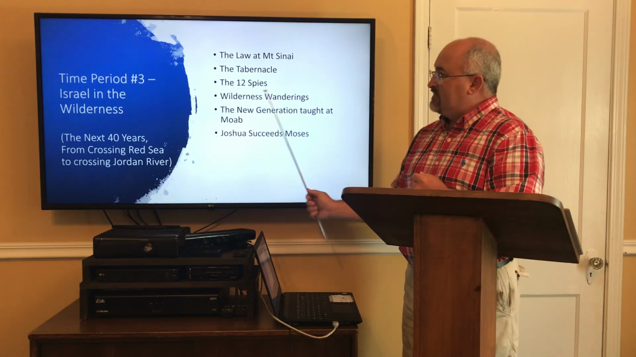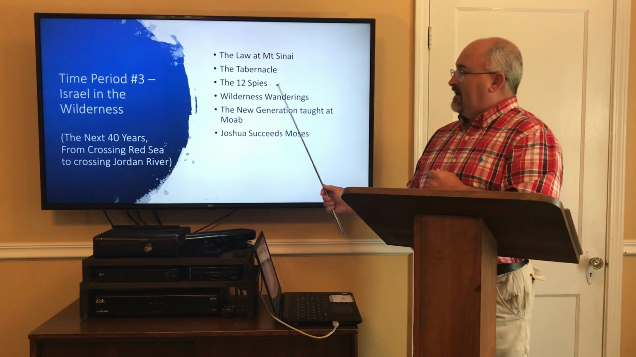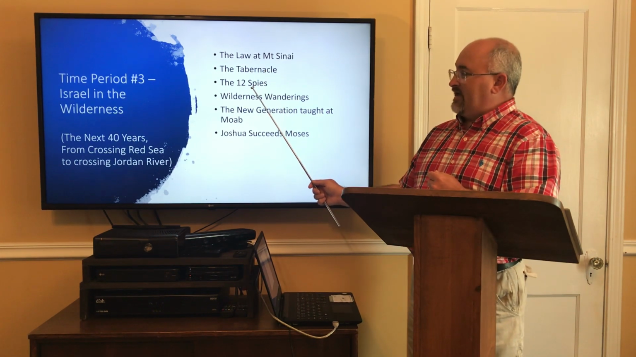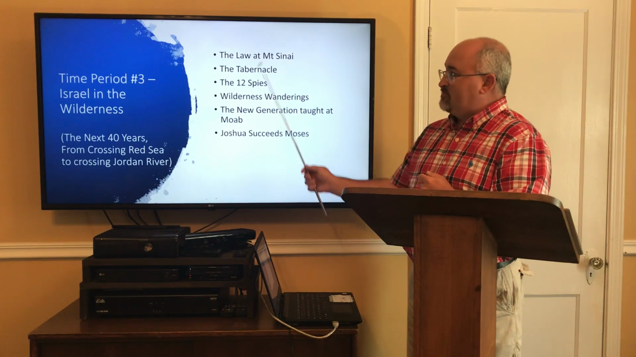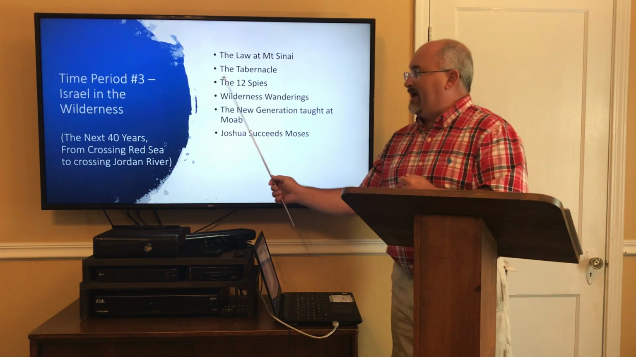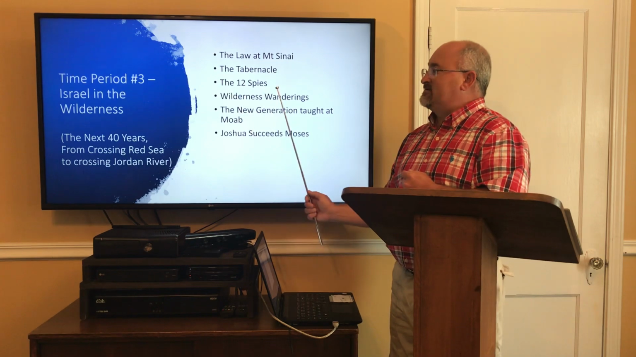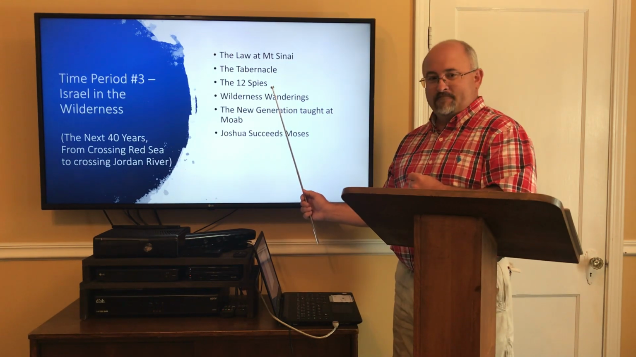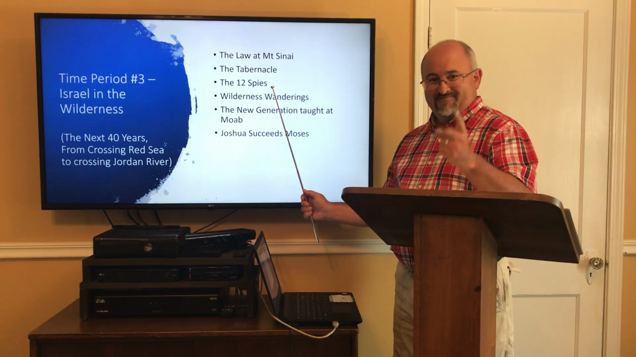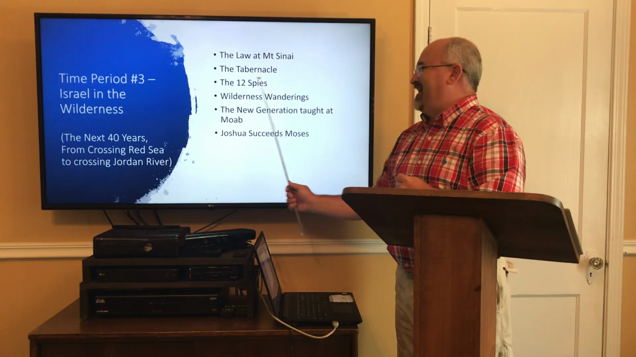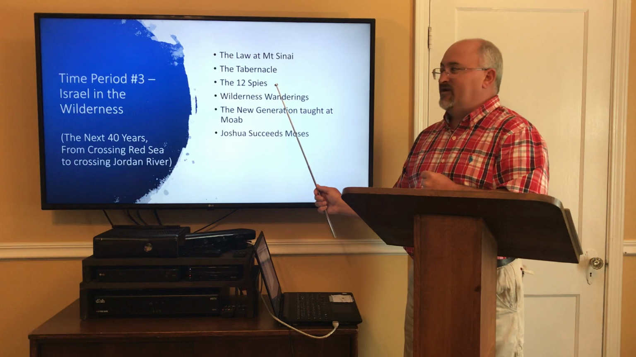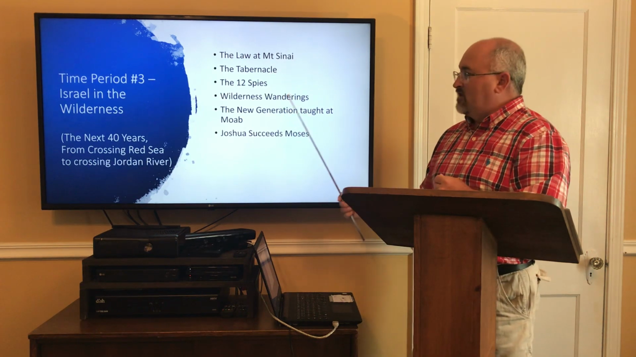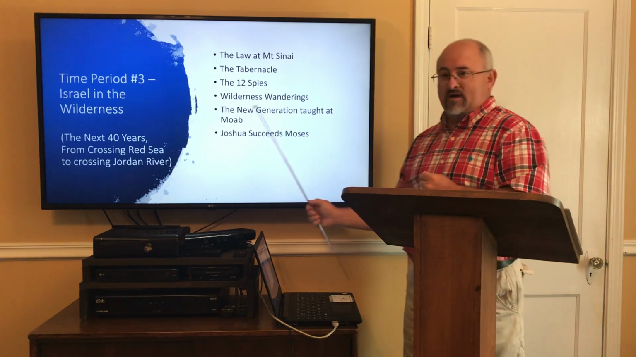And then we had the 12 spies. After the tabernacle was built, they got to the promised land, were about to go into the promised land, and sent in 12 spies. Only 2 spies said we can take the land: Joshua and Caleb. Joshua and Caleb said we can take it, but the other 10 said we could not. So then we have the wilderness wanderings.